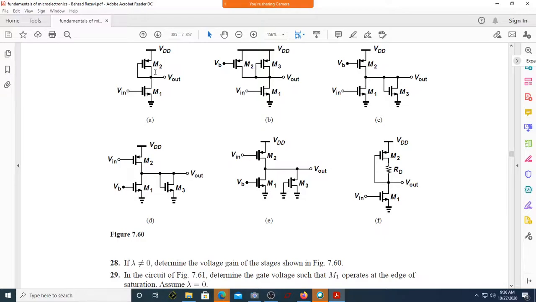Gate and drain are shorted. It is 1 over Gm2 in parallel with R0, R02. So let us make a recap of the things.